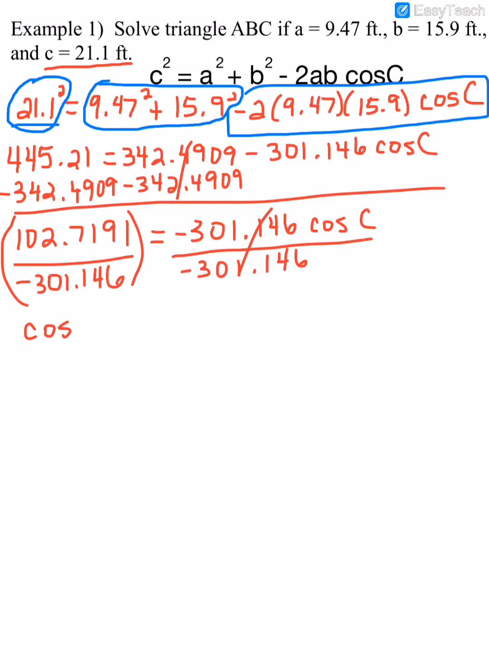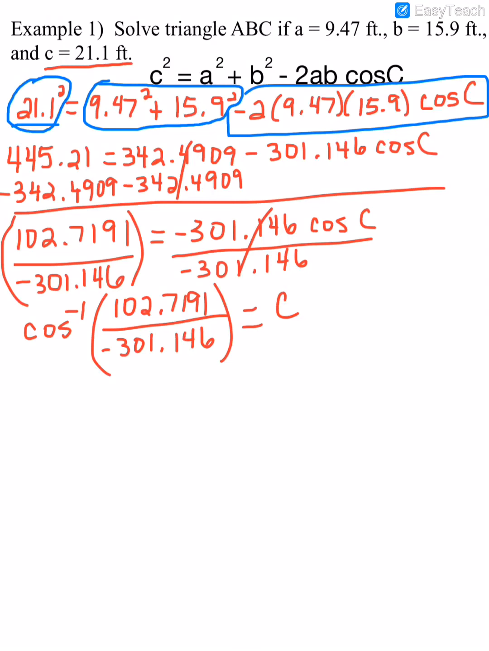Okay, so I'm going to take the cosine inverse of both sides of the equation. So now this is what I would put in my calculator: cosine inverse of 102.7191 divided by negative 301.146. And that's going to give me what angle C is.